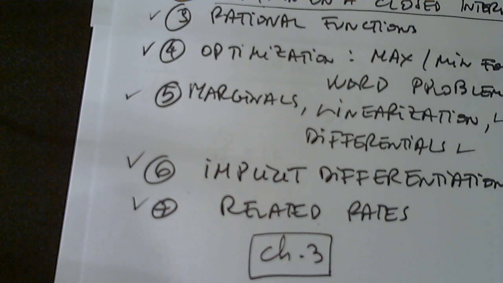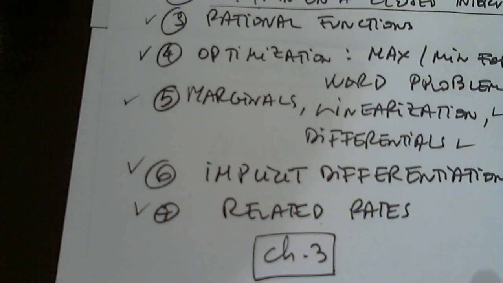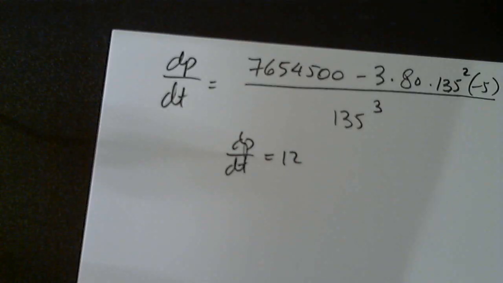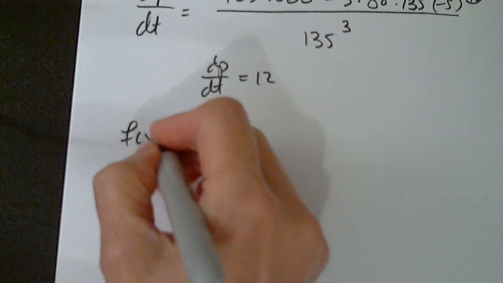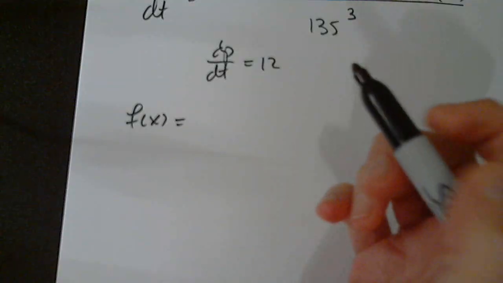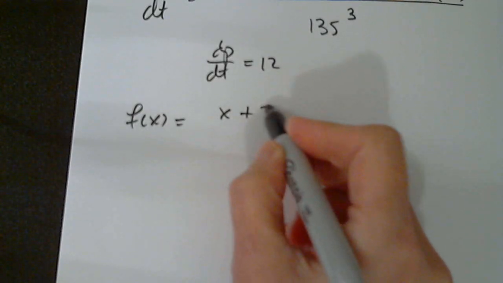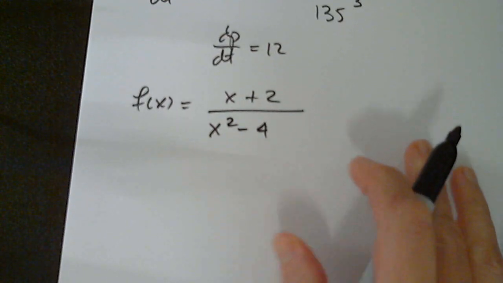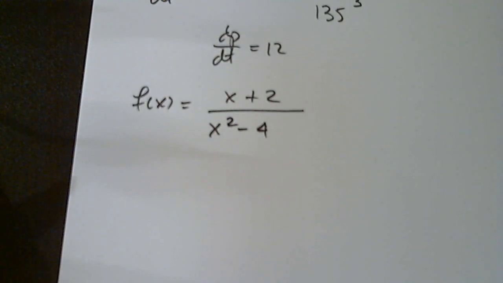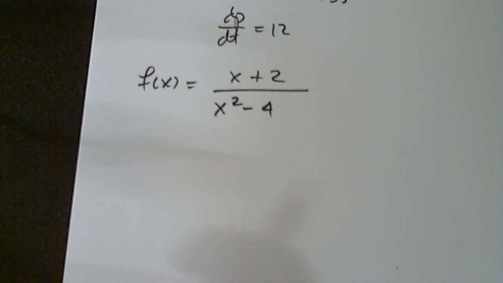Now, let me go back to the graphing with a simple example, because I want to show that. Okay, so we have a simple example. Let's say f of x equals x plus 2 over x squared minus 4. Oh, sorry. And I'm asked to graph.